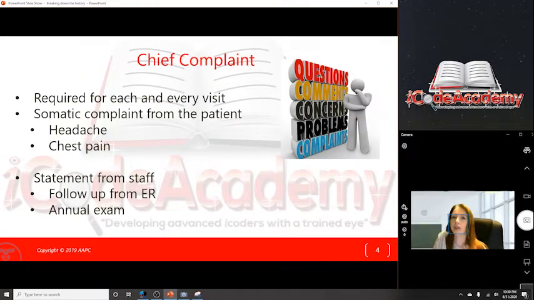So let's talk about that chief complaint. A chief complaint is going to be required for each and every E&M or evaluation and management visit. And this is going to be that somatic complaint from the perspective of the patient. So a lot of times this is, I have a headache, I've got chest pain, or even a statement from the staff is acceptable, such as a registered nurse or a medical assistant. And they might say or reflect in the documentation, the patient's coming in for an ER follow-up, or they're here for their annual or physical exam.